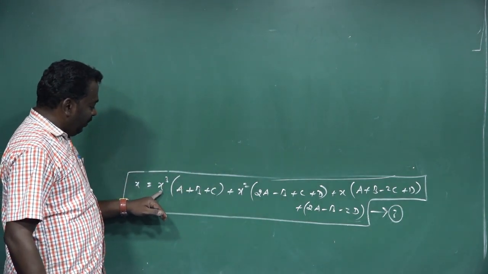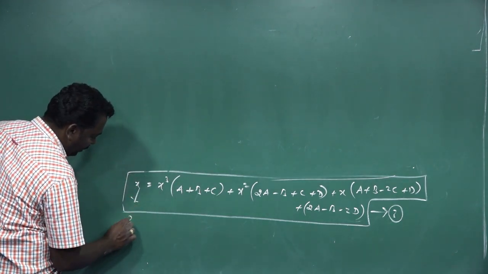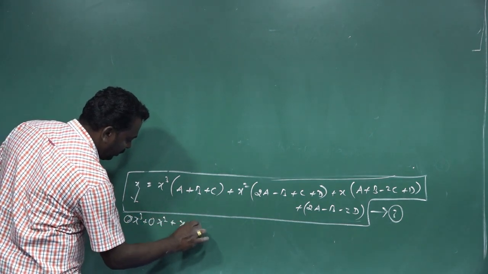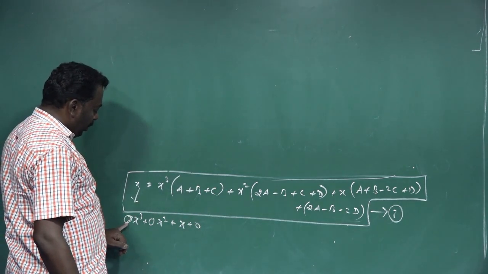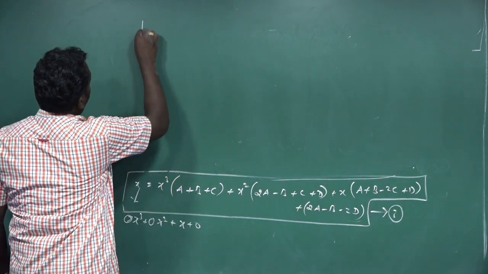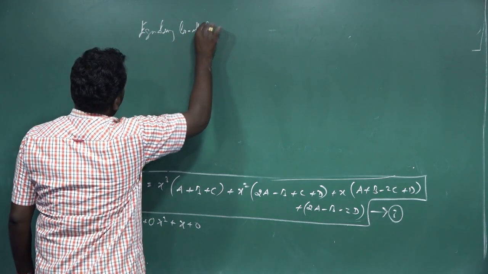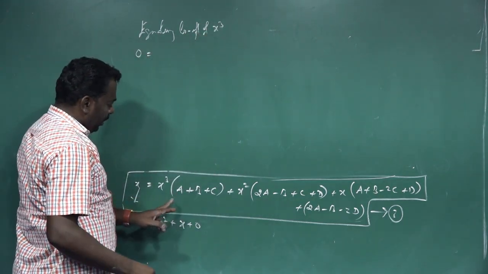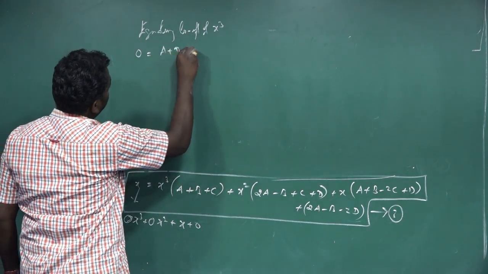Now equating the coefficient of x power 3. On the left hand side we have no x term, which is defined as 0 x power 3 plus 0 x square plus 0 x plus 0. So the coefficient of x power 3 on the left hand side is equal to 0, and on the right hand side the coefficient of x power 3 is a plus b plus c. Now equating the coefficient of x power 3, the left hand side is 0 and the right hand side is a plus b plus c.